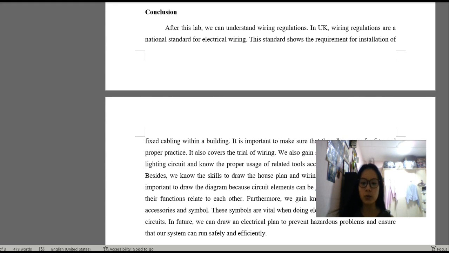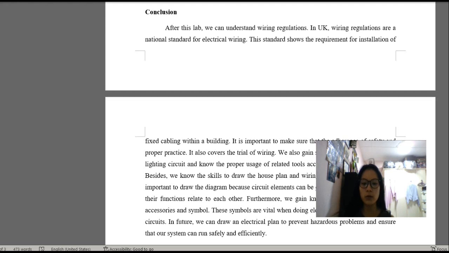We also gain skills to determine the type of lighting circuit and know the proper usage of related tools according to the desired application. Besides, we know the skills to draw the house plan and wiring diagram of the circuit. It is important to draw the diagram because circuit elements can be emphasized and we can know how their functions relate to each other. Furthermore, we gain knowledge on electrical wiring accessories and symbols. These symbols are vital when doing electrical drawing and electrical circuits.